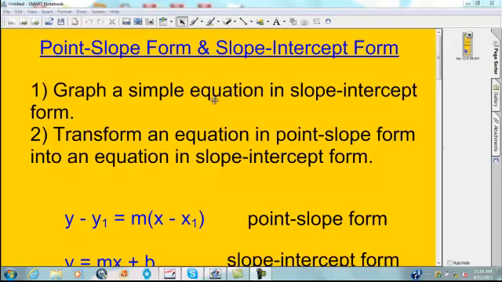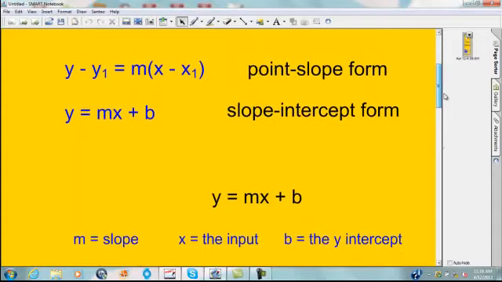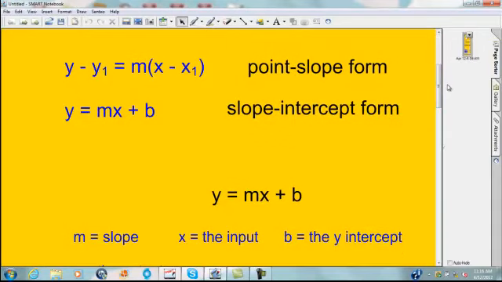Hello, we are here to graph a simple equation in slope-intercept form, as well as to transform an equation that's in point-slope form into an equation that'll be in slope-intercept form. As you can see here, I have the equation for point-slope form as well as the slope-intercept form, also known as standard form, y equals mx plus b.